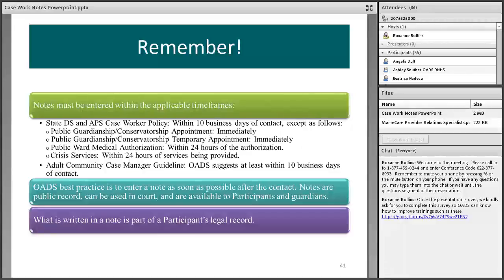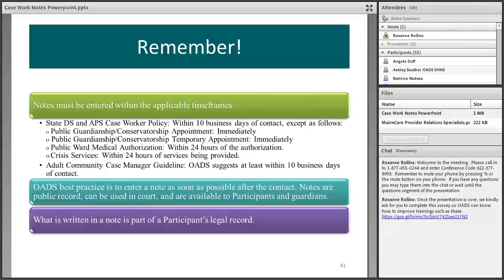For adult community case manager guidelines, OADS does suggest the same 10 business days as we consider any more than that too long. But again, each agency, you'll have your own guidelines and you need to know those, what your agency expects of you. This is just our suggestion. But best practice is to enter the note as soon as possible, not even wait 10 days. If possible, do it the same day or the very next day. Your memory's fresh, details are fresher, and you never know when there might be a crisis and that information is going to be valuable to somebody else who's reading those notes.